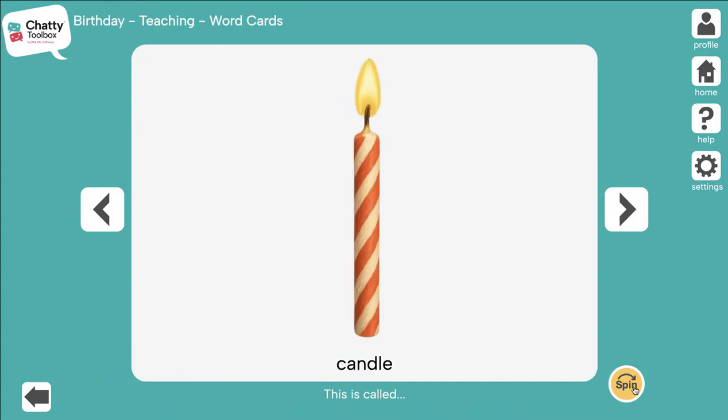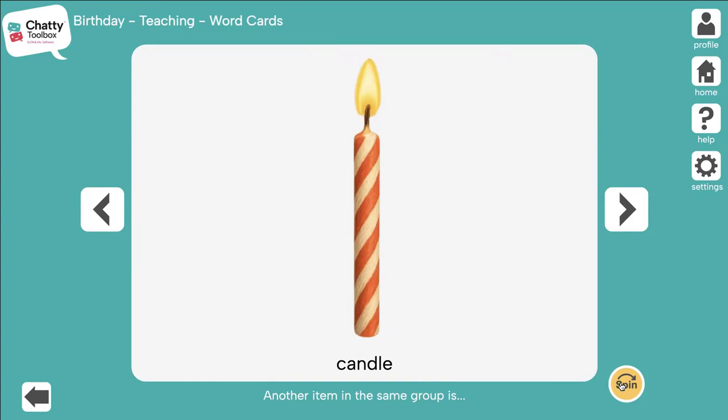So let's say what this is called. It's a candle. What do candles look like? They're made of wax. They have a little flame at the top. When you light them, we blow them out. Where do you find them? On a cake. What's the initial sound of the word? It's a k sound. What's the word that goes with candle? I would say flame, or I would say wax, or I might say birthday cake. Any of those is fine.